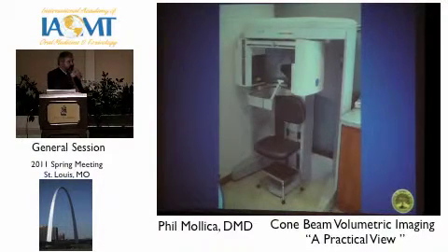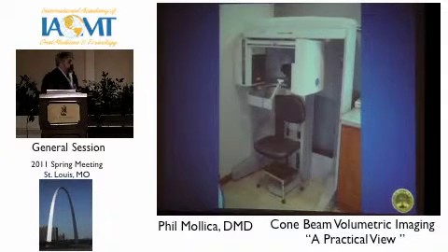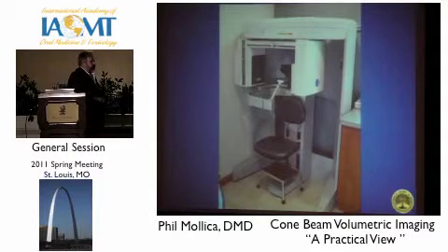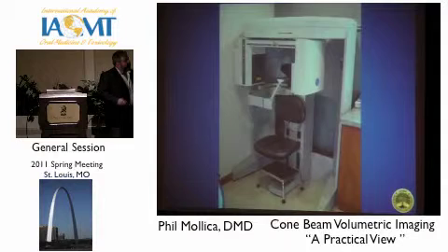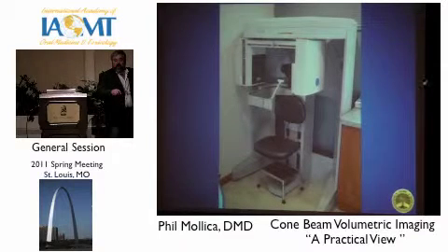This is the ICAT from Imaging Sciences that we have in our office. And it's a great little instrument. It has a low footprint in the office itself. It's over in the corner. The patient sits in the chair, and you can adjust the chair up and down. And then this little thing spins right around the patient itself.